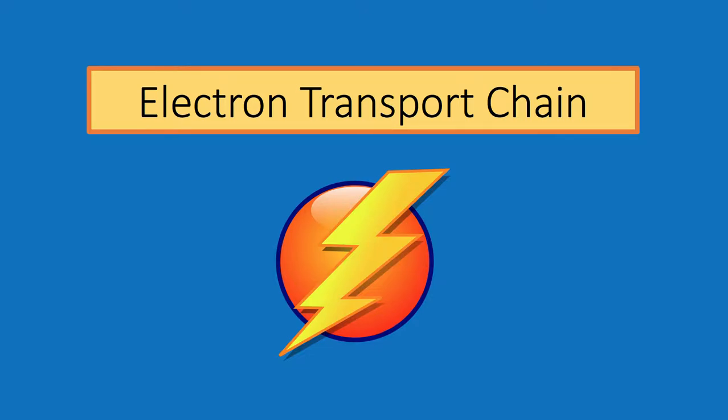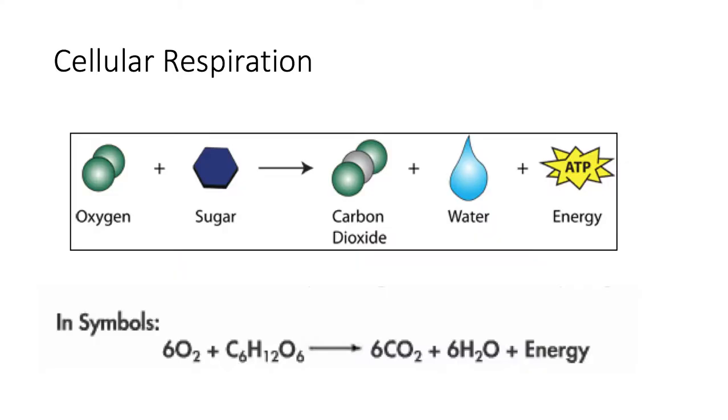Welcome to the electron transport chain. This is the third and final step of cellular respiration, and today we're going to see how lots and lots of energy is released. But first, let's look at the big picture.